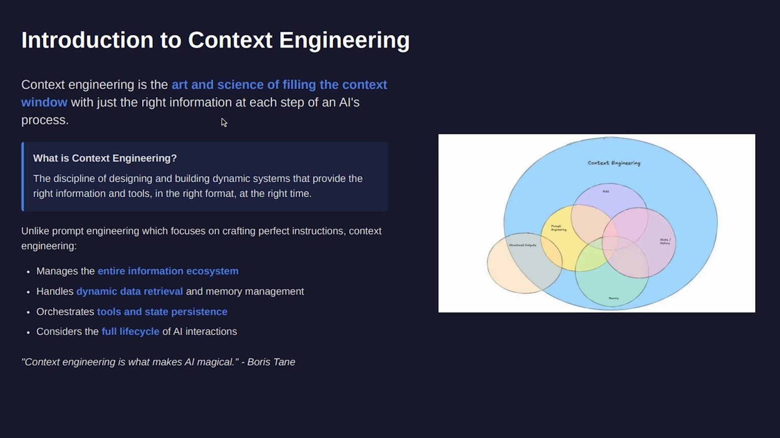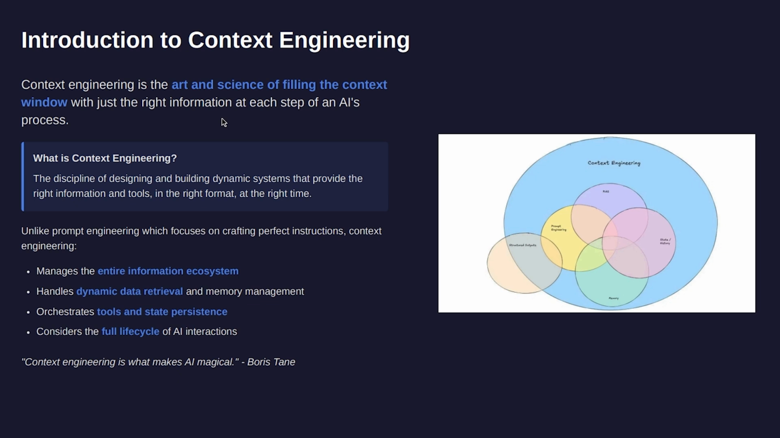Let's demystify it because it's really simple to use and very simple to understand. I don't want you to worry about anything. This is going to be a very quick, short video for beginners. So let's get started. It's the art and science of filling in the context window.